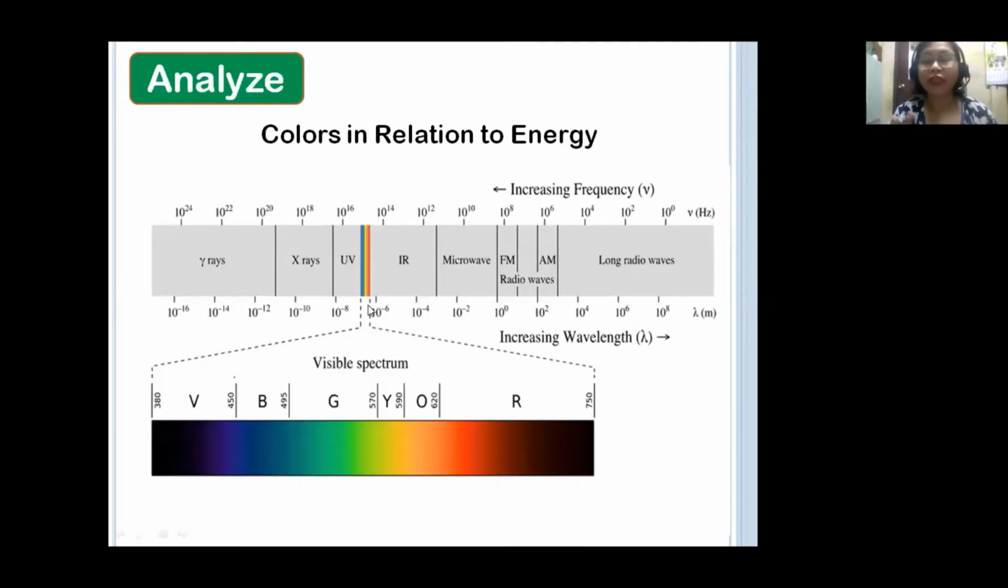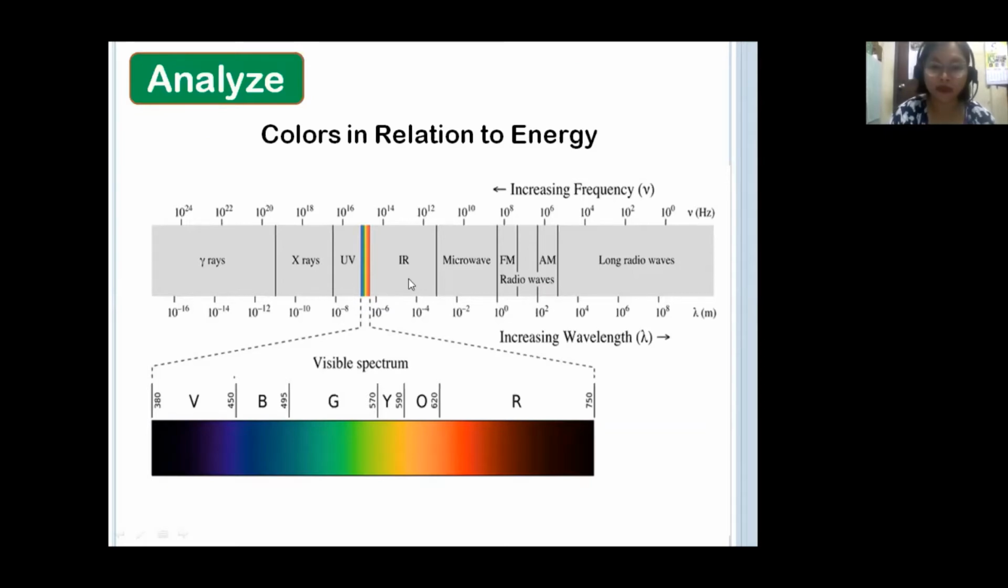We have different kinds of waves in the electromagnetic spectrum. From my left, this is gamma rays, then X-rays, UV rays. This is the visible light. This is infrared, microwave, radio wave, and long radio waves. Okay, so from infrared going right, this is used for communication.